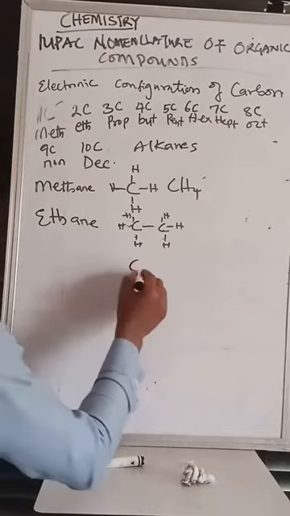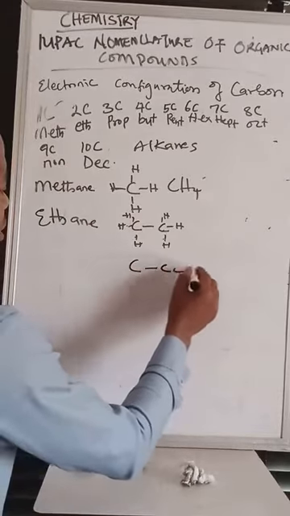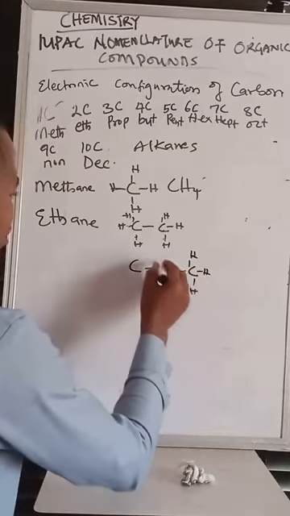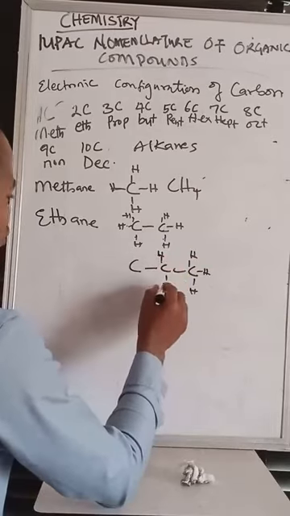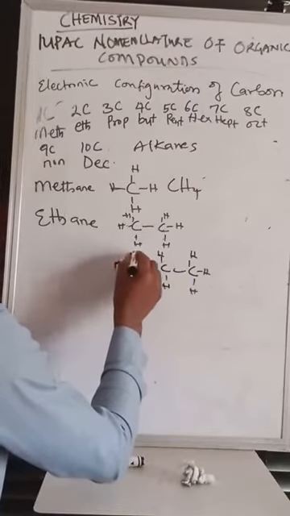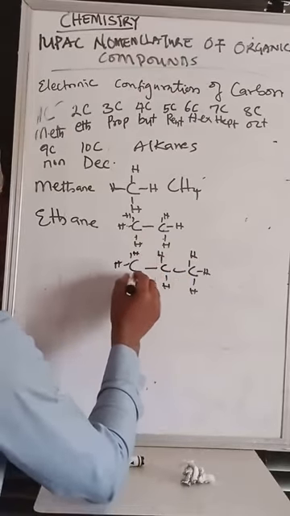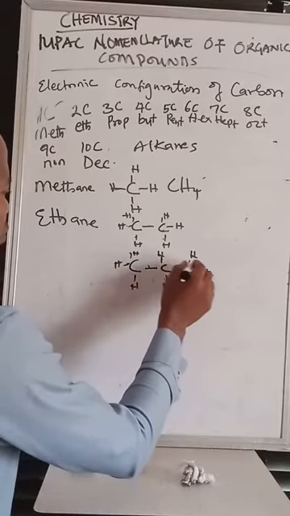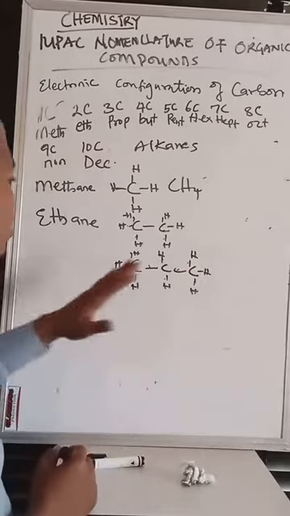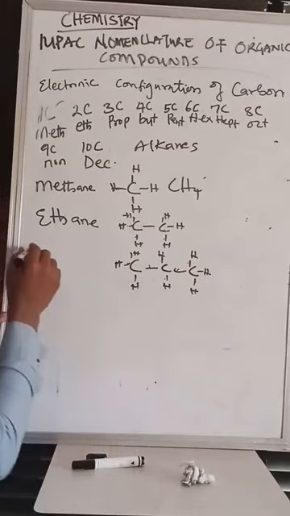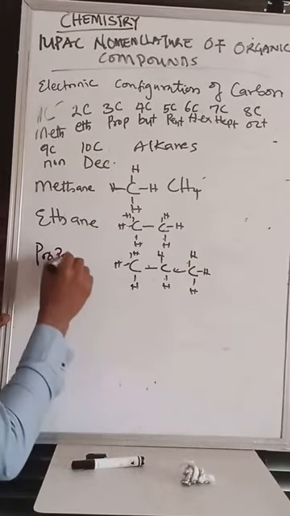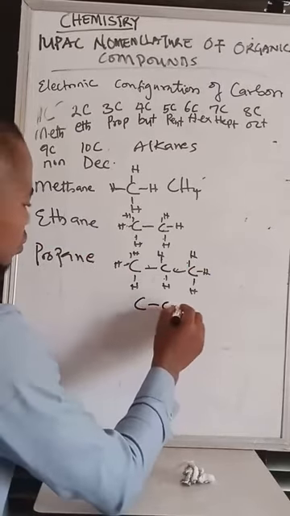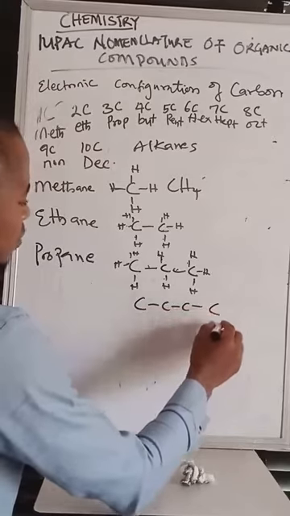Now for 3 carbon, 1, 2, 3. Let's count, 1, 2, 3, 4. Can you see that? Everything must have 4 bonds for each carbon. We'll call this propane. 4 carbon atoms, 1, 2, 3, 4.